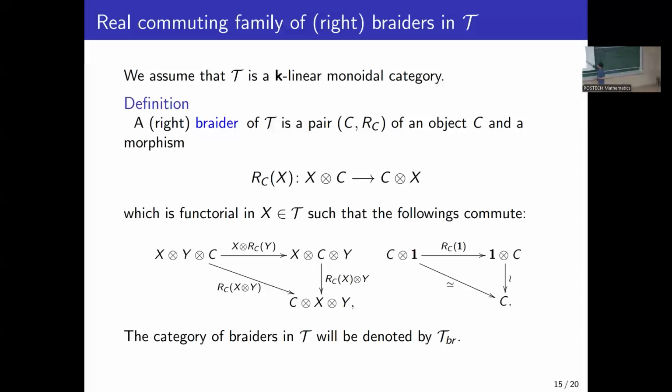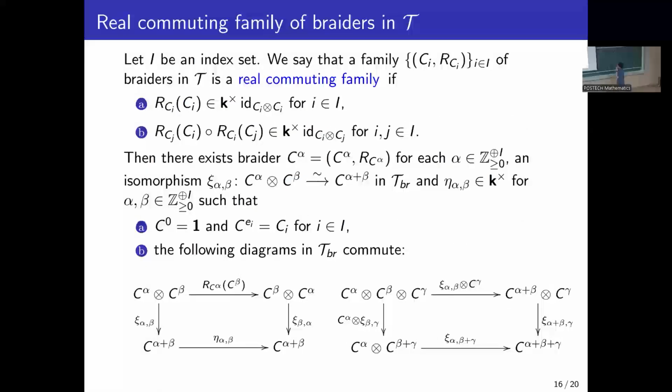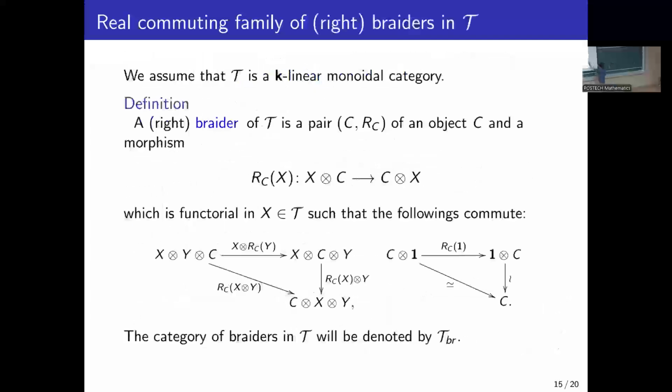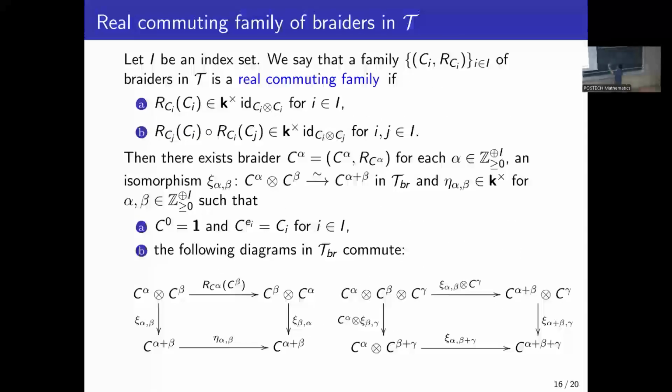So if you look at this diagram, if you consider your X times Y times C, then there are two natural ways to arrive here, and they should be equal. That's the compatibility of the natural transformation. And this is compatible with the multiplication by the monoidal unit. So this is the notion we need to define. And this is for a single object C. If we have a family of objects, then you need additional compatibility between these objects. Let me omit this one.